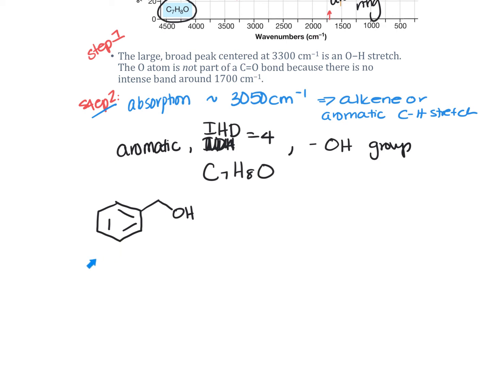I have an IDH equal to 4. I have one oxygen group, and it's an alcohol, which is what our IR tells us. And so let's count our hydrogens. There's 2 here, 3, 4, 5, 6, 7, 8. So this would fit this structure. But what you're going to see is there are other things that could fit this structure too.